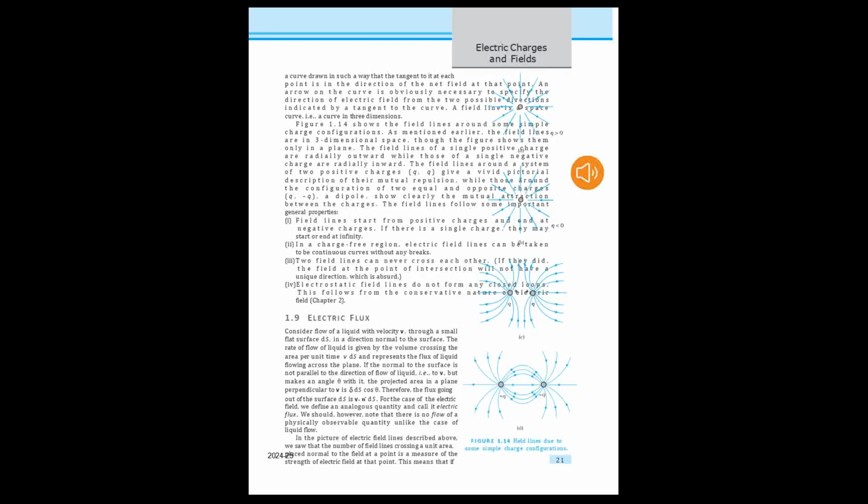For the case of the electric field, we define an analogous quantity and call it electric flux. We should, however, note that there is no flow of a physically observable quantity, unlike the case of liquid flow. In the picture of electric field lines described above, we saw that the number of field lines crossing a unit area placed normal to the field at a point is a measure of the strength of electric field at that point.